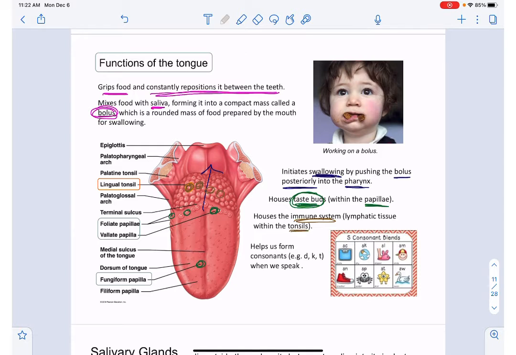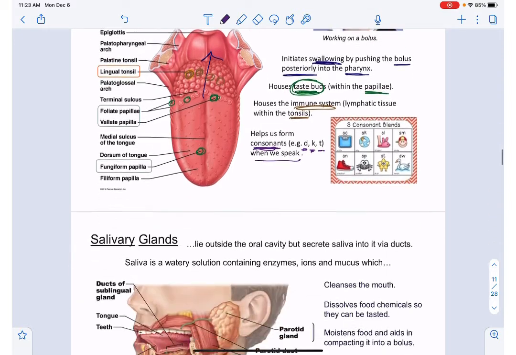And then lastly, because we can change the shape of the tongue, those intrinsic muscles, changing the shape of the tongue helps us in speech. And specifically, it helps us form consonants, D, K, T. All of these different consonants when we speak. The reason we're able to do that is because the tongue is changing shape.